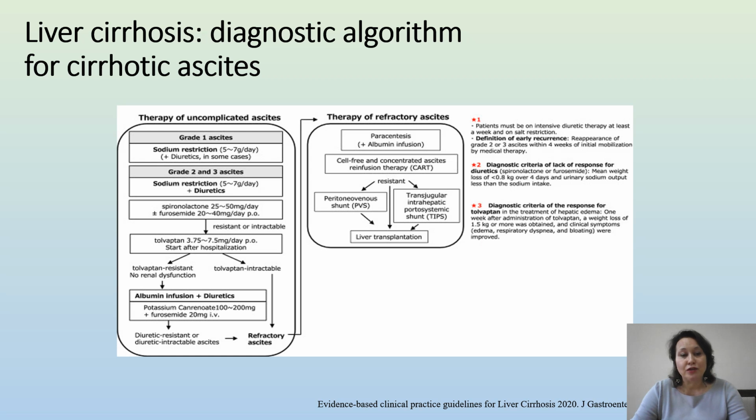Plus, we can add tolvaptan for resistant ascites, and albumin infusion plus diuretics. For a patient who has refractory ascites, we use paracentesis with albumin infusion. For resistant patients, we recommend surgical interventions like peritoneal venous shunt, transjugular intrahepatic portosystemic shunt, and such a patient should be on the waiting list for liver transplantation.